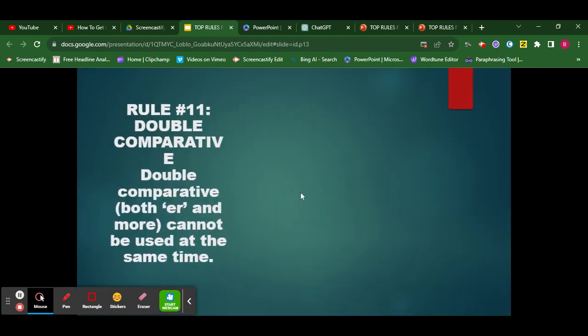Then rule number 11, the last but not the least, deals with double comparatives, and this rule states that double comparatives, both er and more, cannot be used at the same time. Let's look at some examples. If you violate this rule, you can say something like honey is more better than sugar. You often hear people making these grammatical mistakes. This is called double comparative.